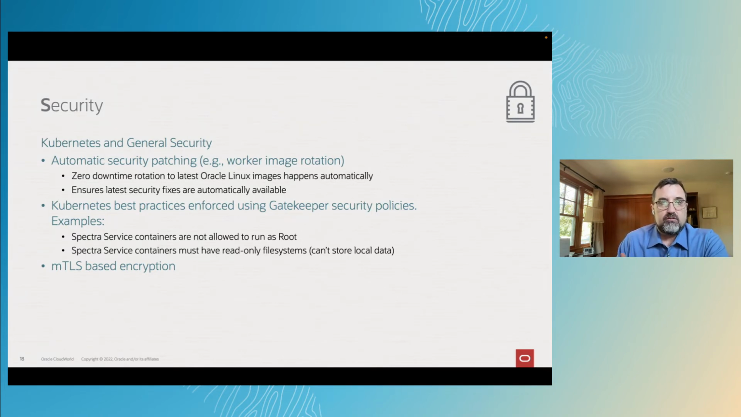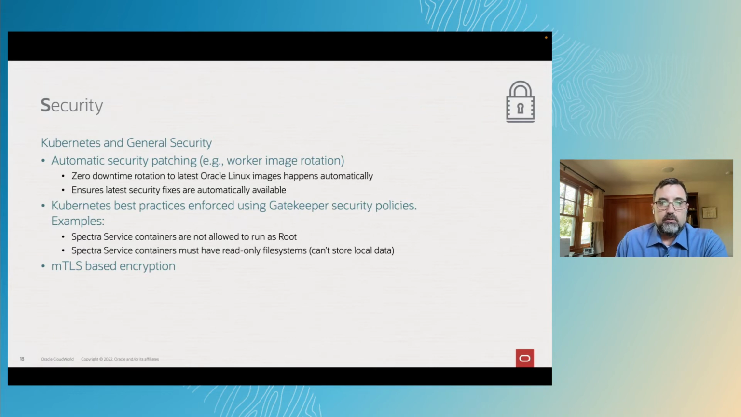So Kubernetes in general, we do things like automatic security patching of the worker nodes. We've built in capabilities to do zero downtime rotation to the latest Oracle Linux. That all happens automatically for these services. So, it's a DevSecOps model, but the platform is handling rotation for those, ensuring obviously the latest security fixes on those operating systems are automatically available.